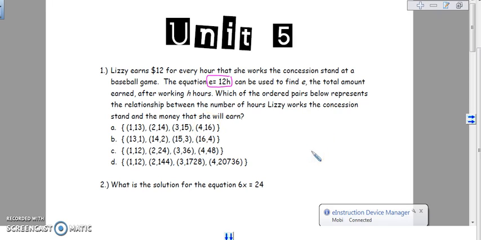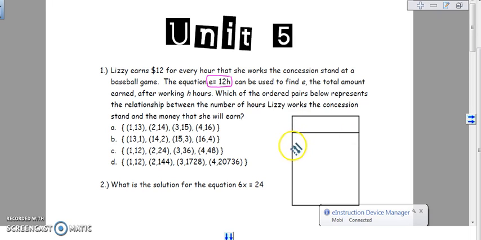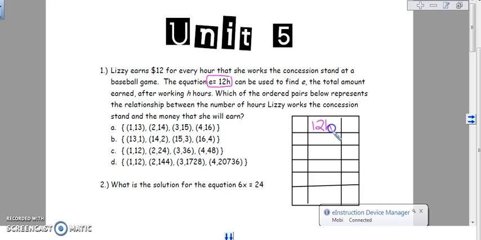So I'm actually going to make a nice little table off to the side. I know you're jealous of my perfect box that I get. And I'm going to do it for 1, 2, 3, 4. So I'm going to substitute in again for the 12H. So she works 1 hour, 2, 3, 4, and 5. So that means these are my hours and E is going to be the total amount earned.